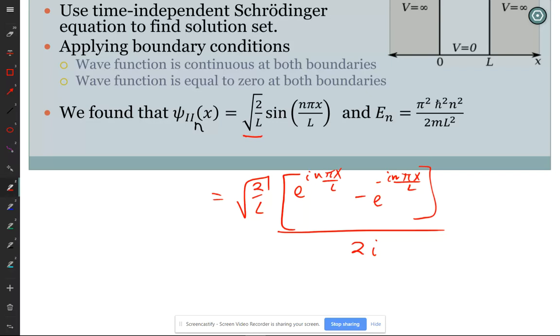There, I left it in the e to the ikx form. But it would have been a lot harder to get here if I left it in that form, because we know sine is equal to 0 at... Yeah. And so it was much easier. Okay. And I believe it's over 2i, not... Yeah, it depends, it could be a minus sign difference.